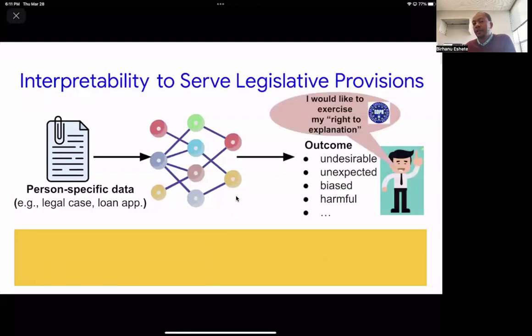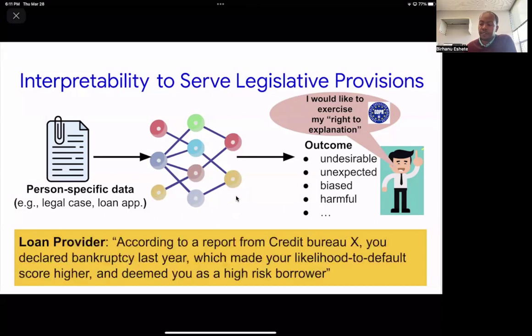So the person impacted by these undesirable or unexpected or biased or harmful decisions might want to invoke the right to explanation. And interestingly, in data protection regulations like GDPR in the European Union and others as well, we see these provisions where people have the right to seek explanations when machine learning models or generally algorithms are used for making decisions that would affect their lives.